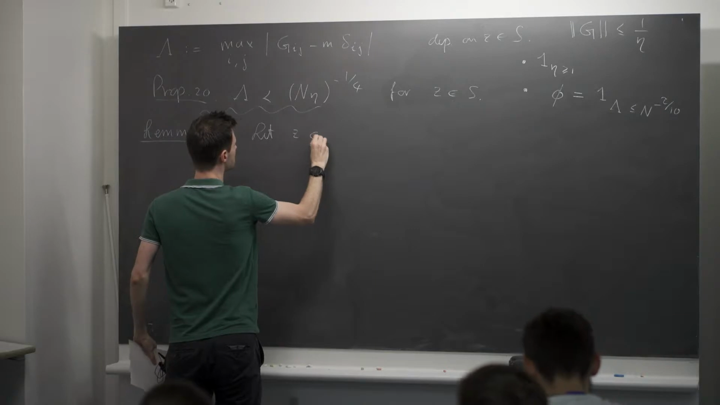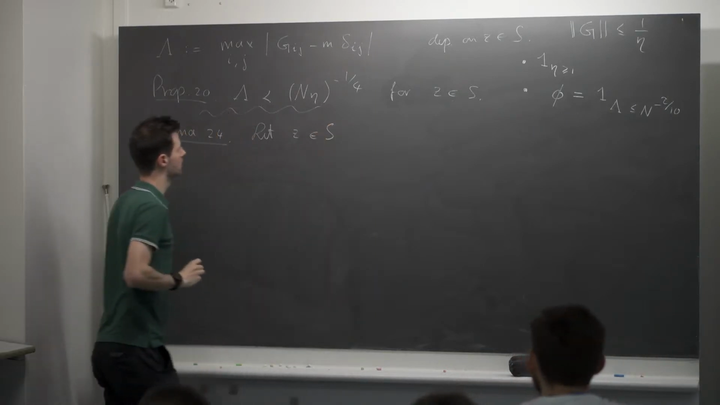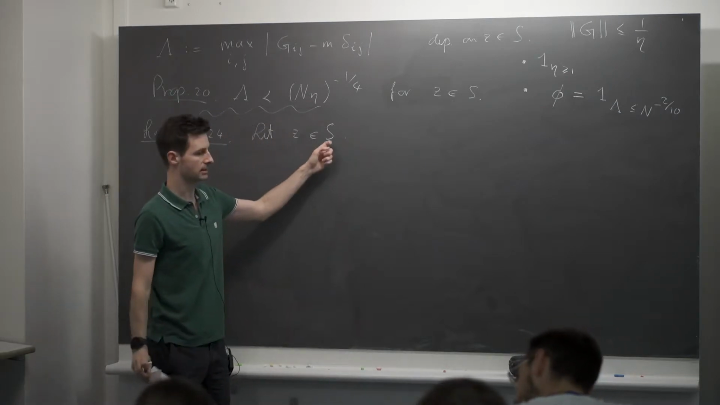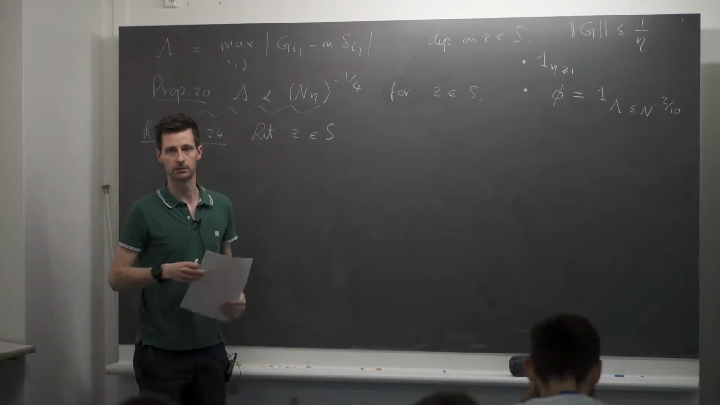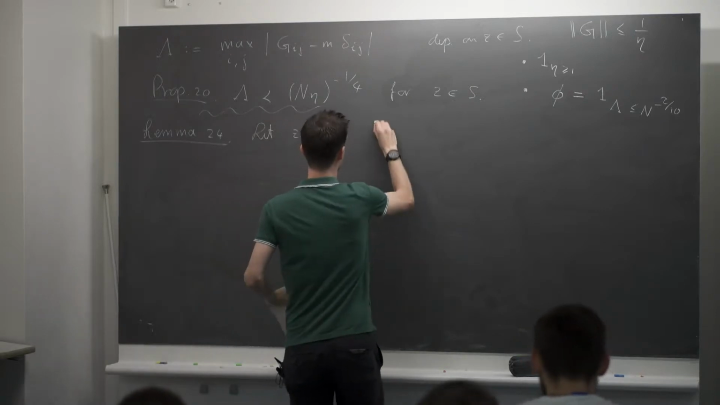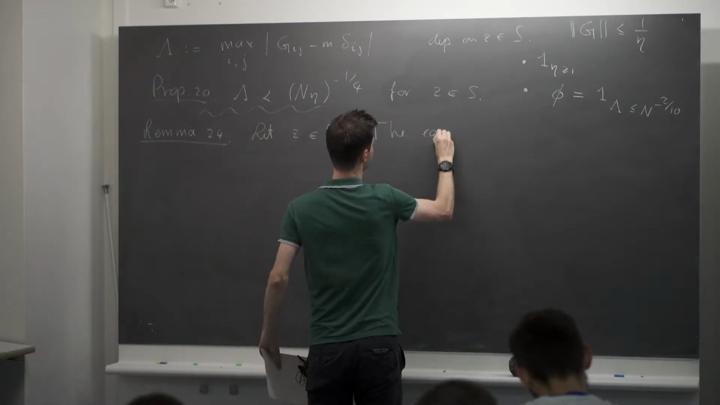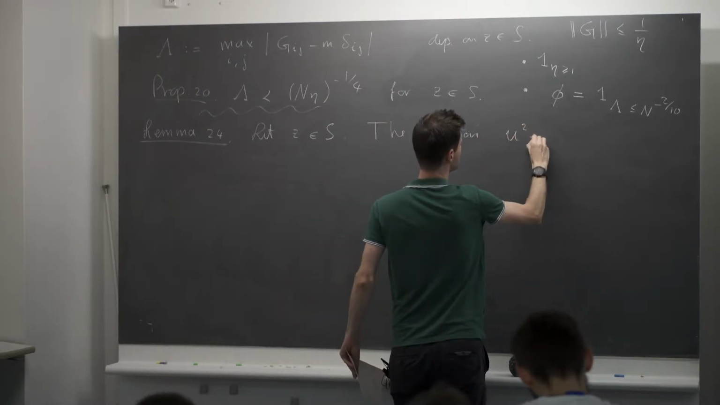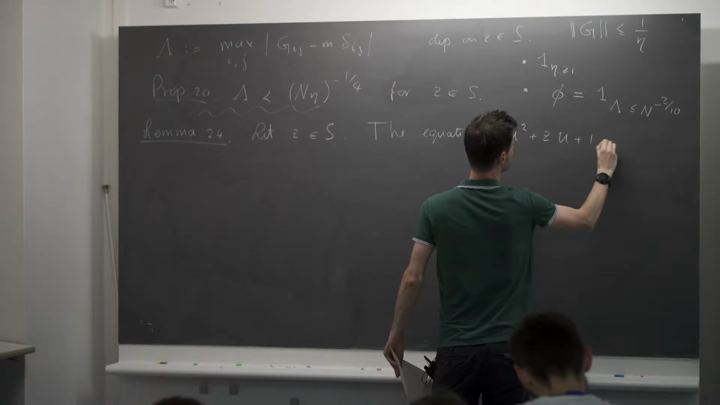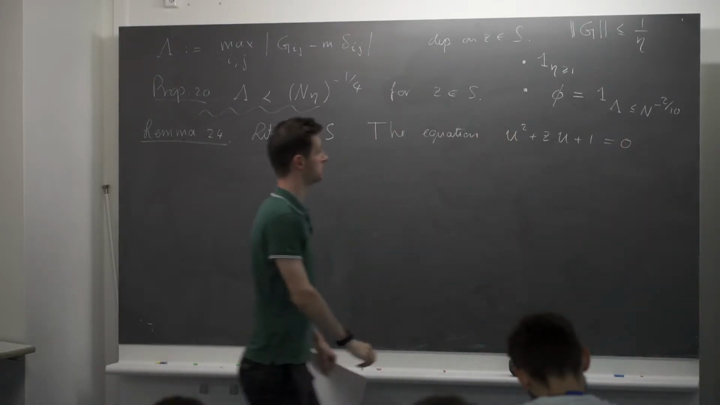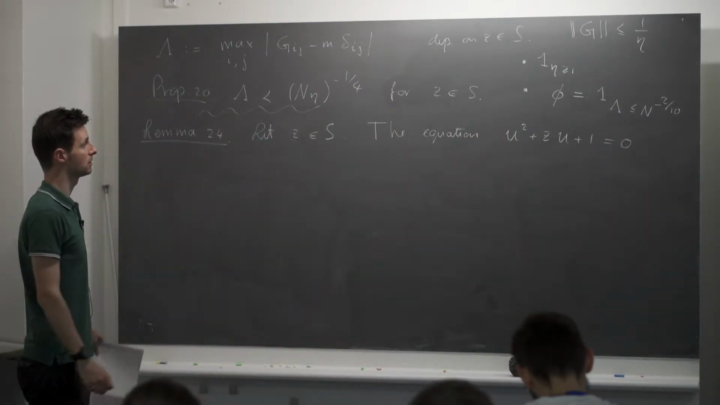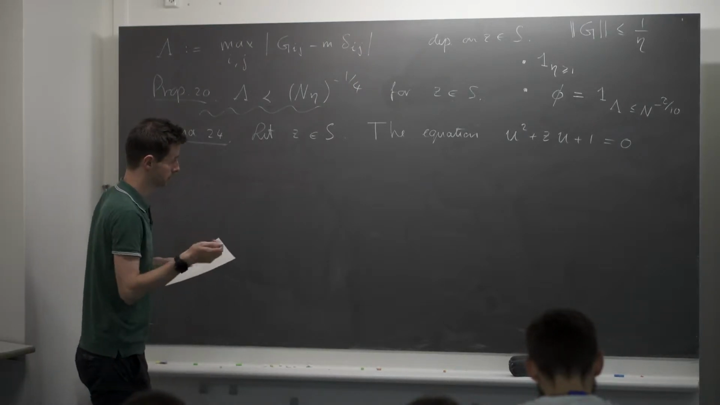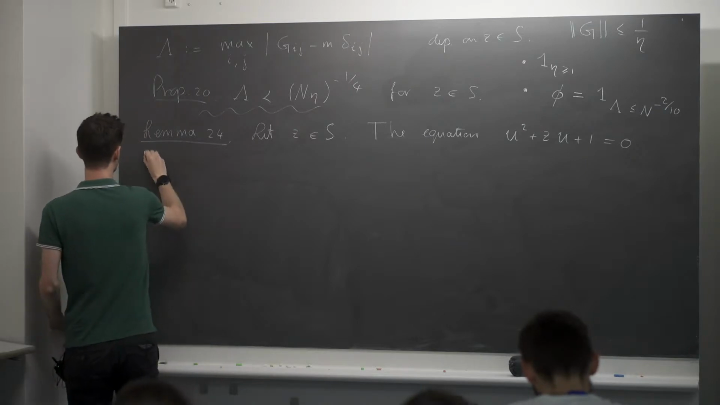So let's take a complex number z in this set S. It doesn't really matter that it's S. It can be any bounded set of the complex upper half plane. Then the equation, so this is my equation. It's an equation in one unknown variable u, which depends on the parameter z, and this has two solutions.